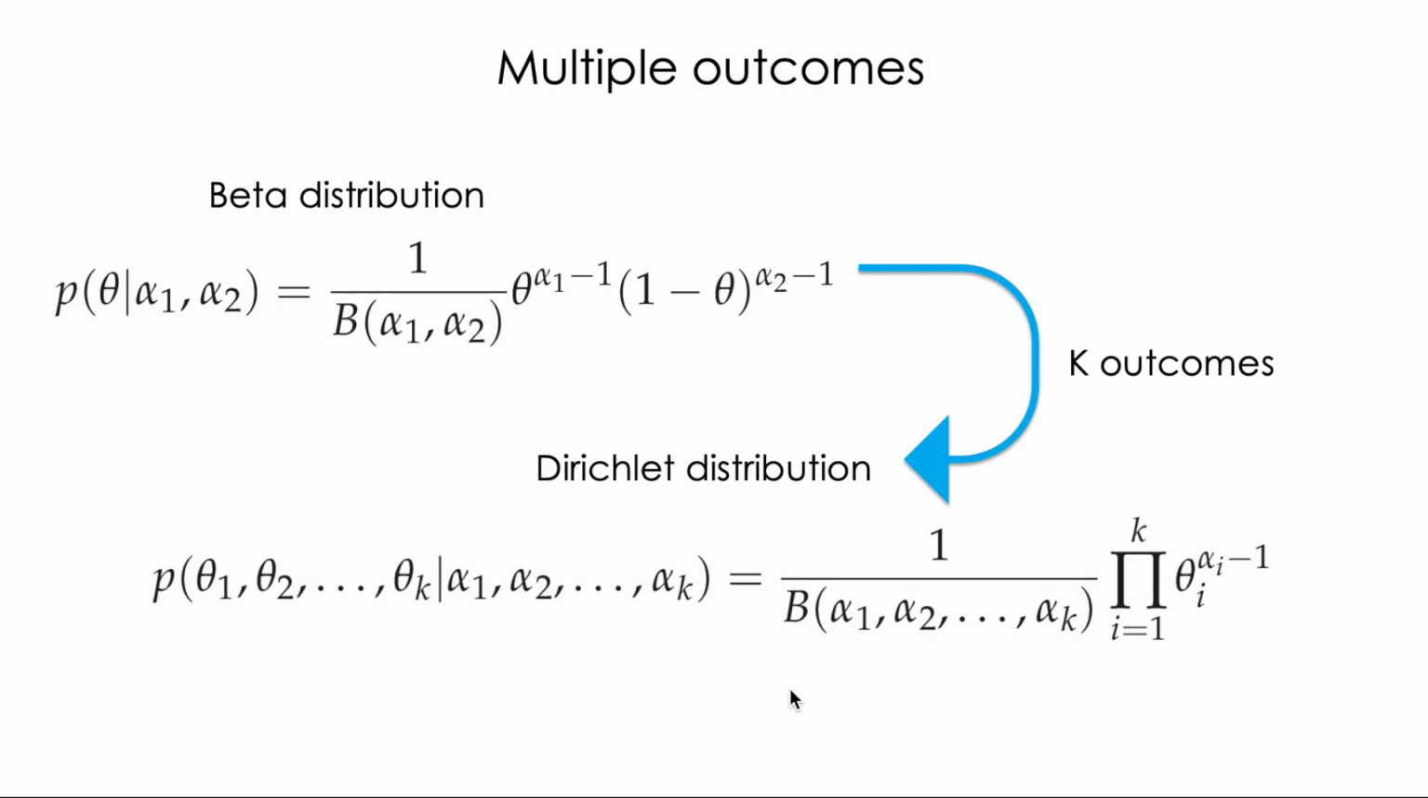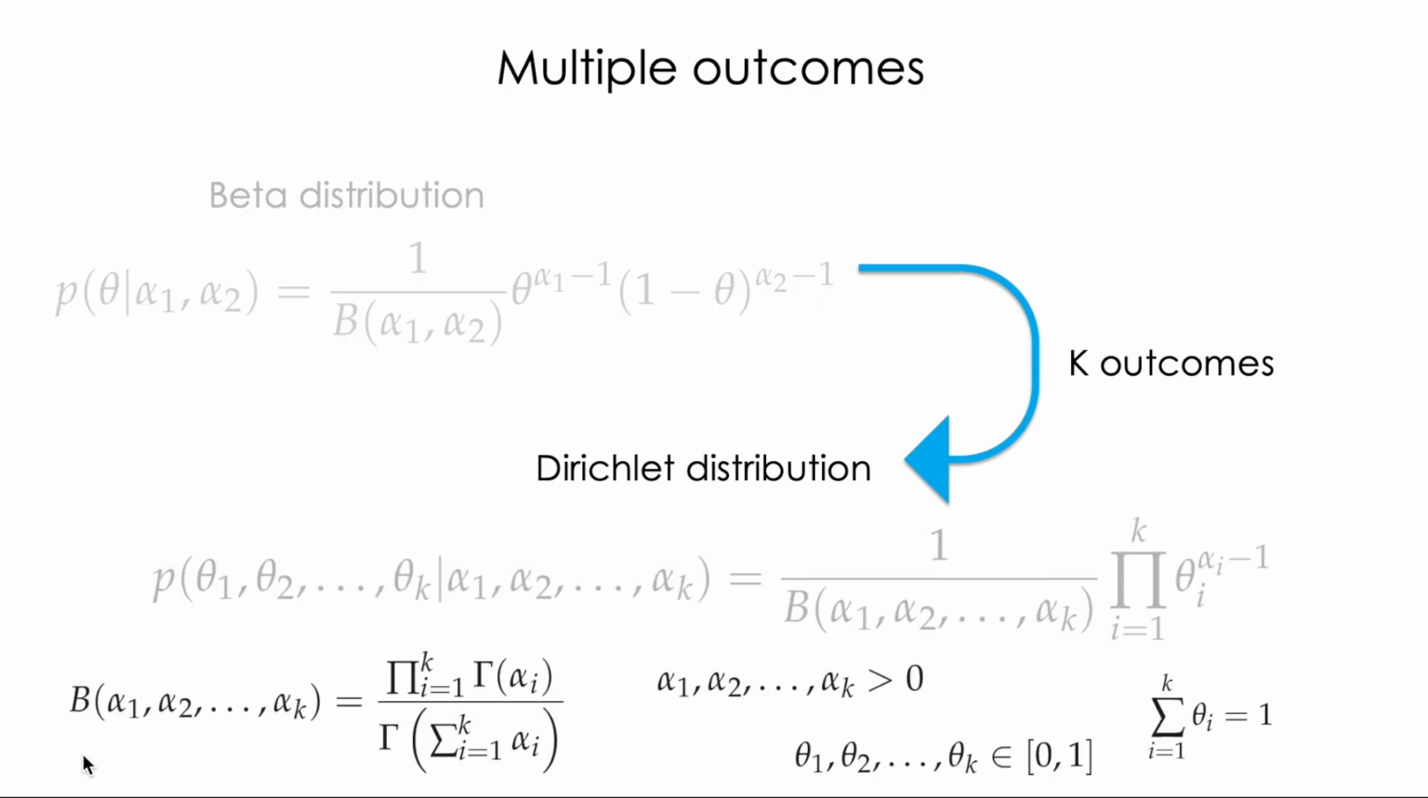as we had before. The same beta function, same product of the probabilities. And the definition of the beta function is the same. The product of the gammas divided by the gamma of the sum of all the alphas. And again, all the alphas must be positive and all the thetas lie between 0 and 1. And they add up to 1.